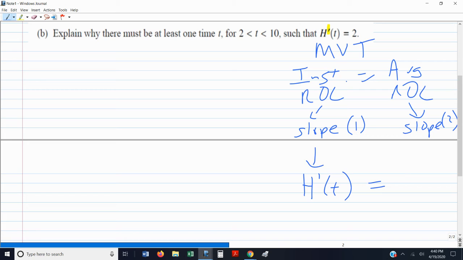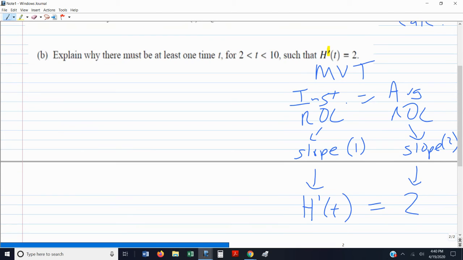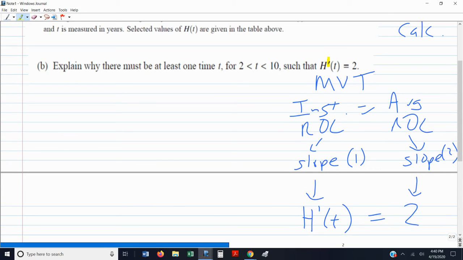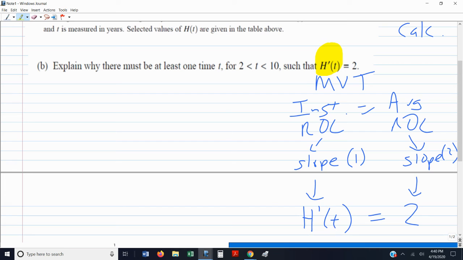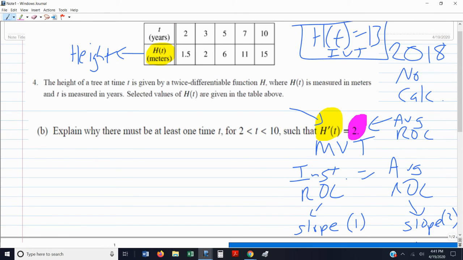And then they want to know, is that ever going to be equal to 2? Meaning 2 is the average rate of change. So again, the MVT says the instantaneous rate of change, that's this, is going to equal the average rate of change, which is this. They're wondering if 2 is ever going to be the average rate of change, because we have the instantaneous rate of change on the left side. So we would have to look at the chart. I think this is one of the most difficult parts, just to find where it's happening. You're looking for where you have an average rate of change, a slope between 2 points, of 2.